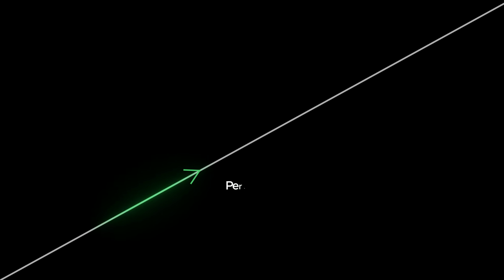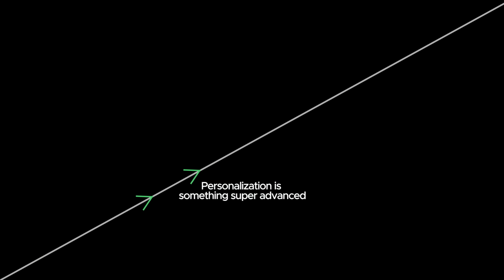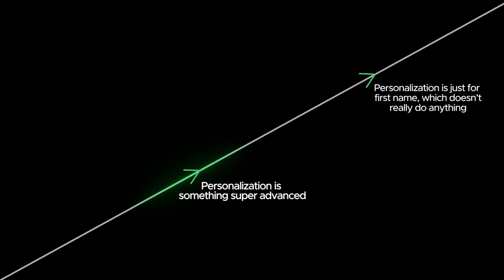Now, the biggest mistake I see people making is that they think personalization is something super advanced, A, or B, that personalization is just for first name, which doesn't really do anything, and neither of these things is true. In reality, there's only 3 buckets that you use to personalize content 99% of the time. And once you figure out what those buckets are, then it stops being scary and it actually becomes super easy and a must-use, in my perspective.